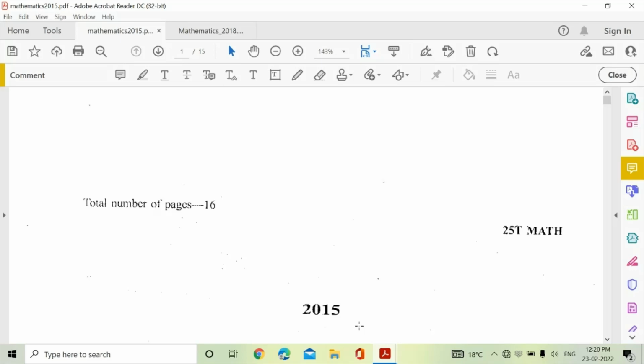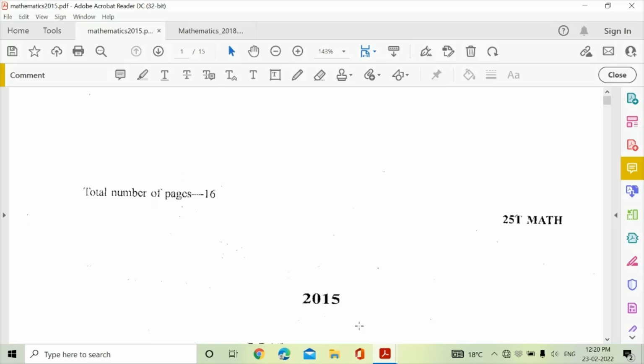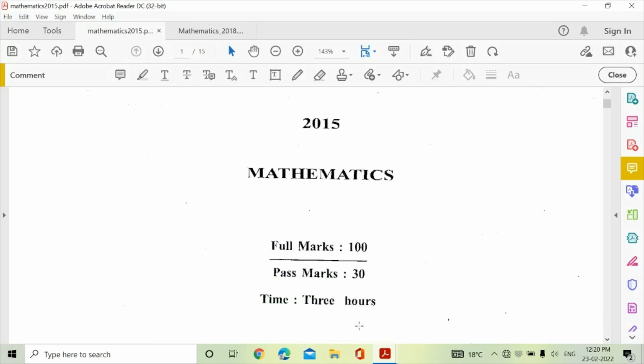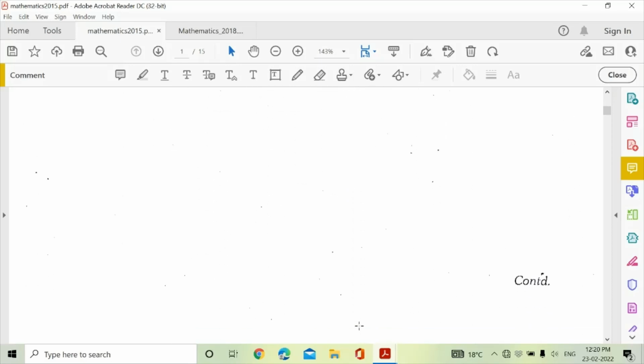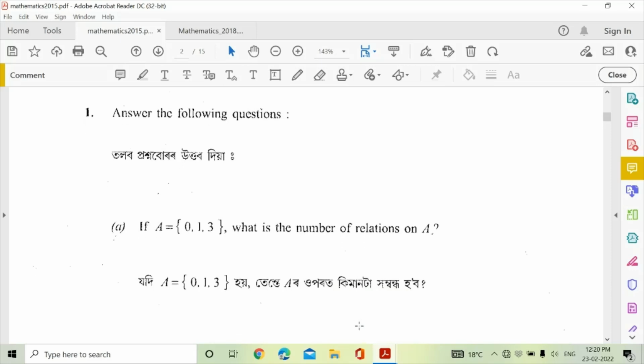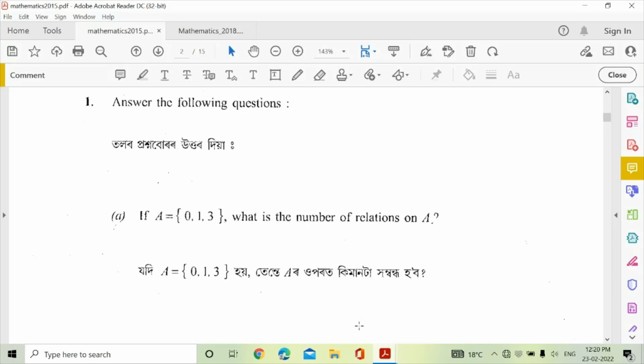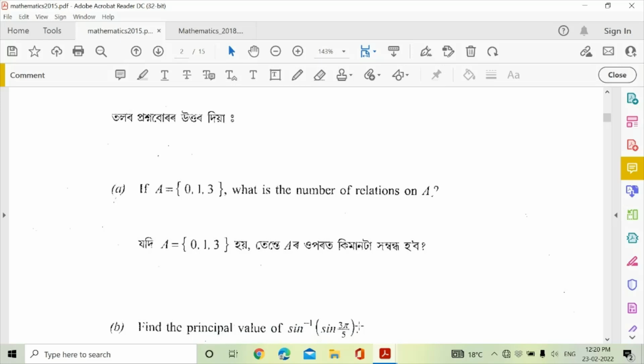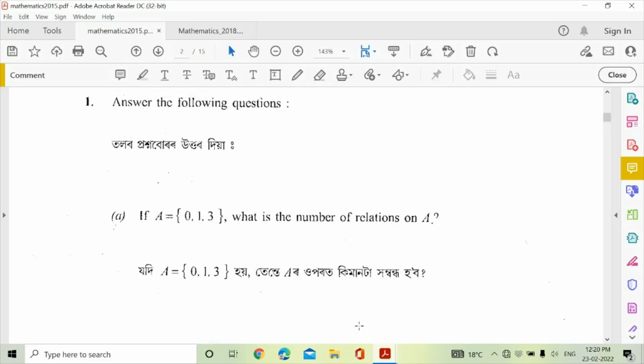So let's start. First of all, I am going to discuss the 1 mark questions only. The first question starts here. Number of relation. If A is a set which contains 3 elements, 0, 1 and 3, what is the number of relations on A? This is a question from relation.